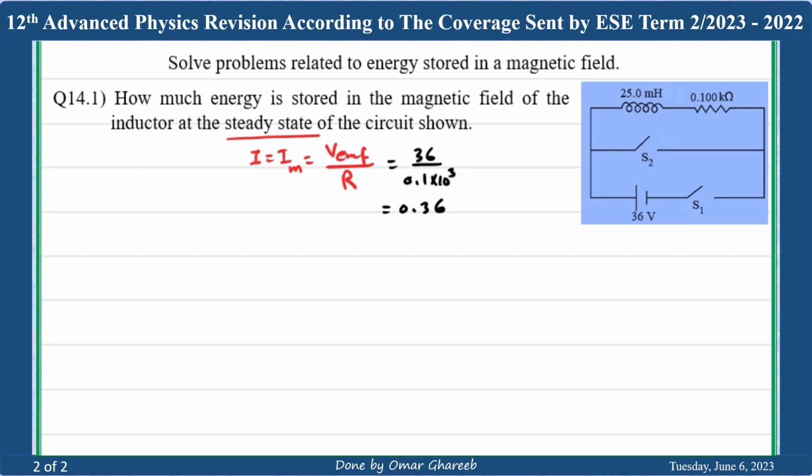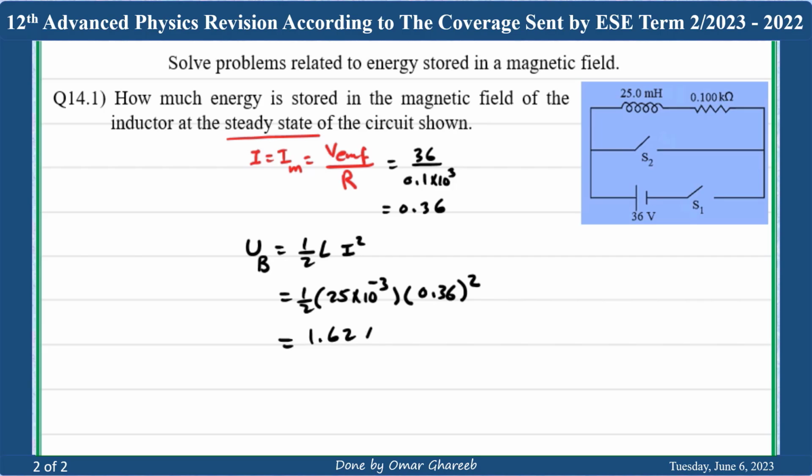Now it's easy. The energy in the magnetic field is 1/2 L i squared. L is 25 millihenry, 10 to the minus 3, and the current is 0.36, and we square it to find that the energy is 1.62 times 10 to the minus 3 joule.